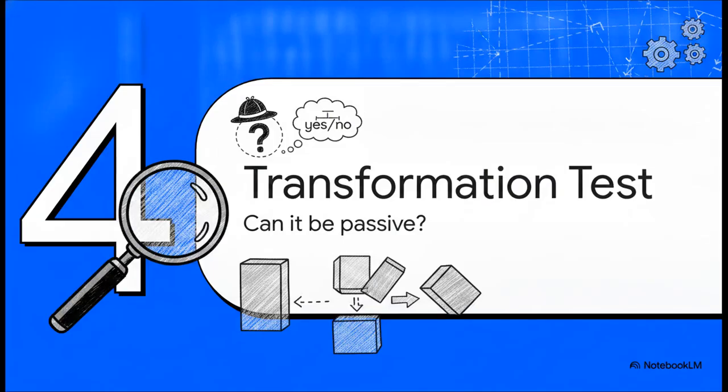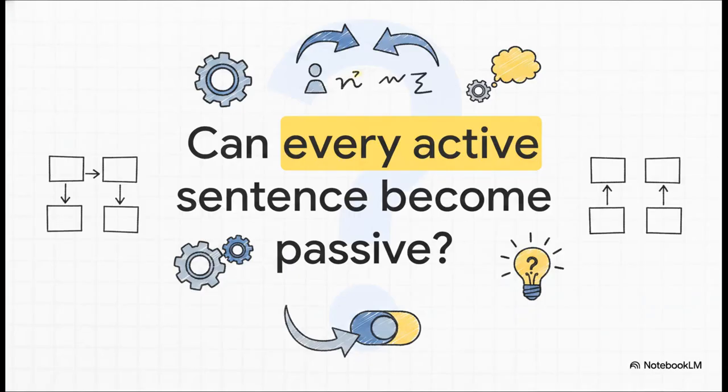All right, let's jump into Section 4, the transformation test. This leads us to a really critical question. Can every active sentence become passive?